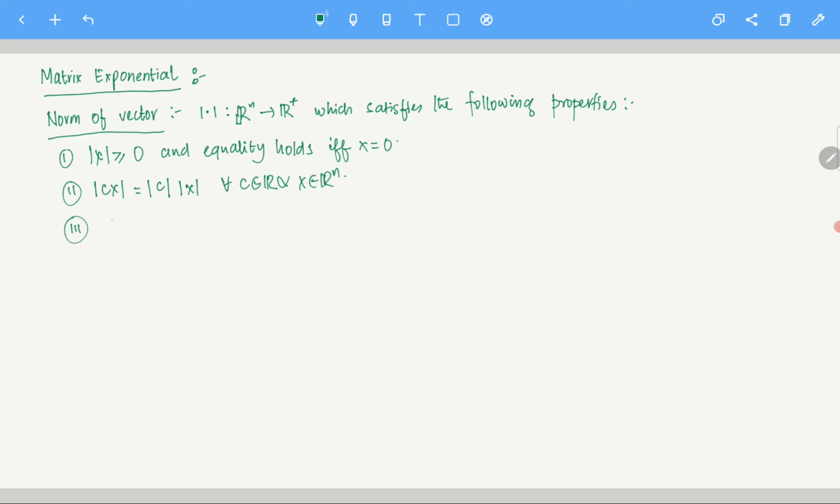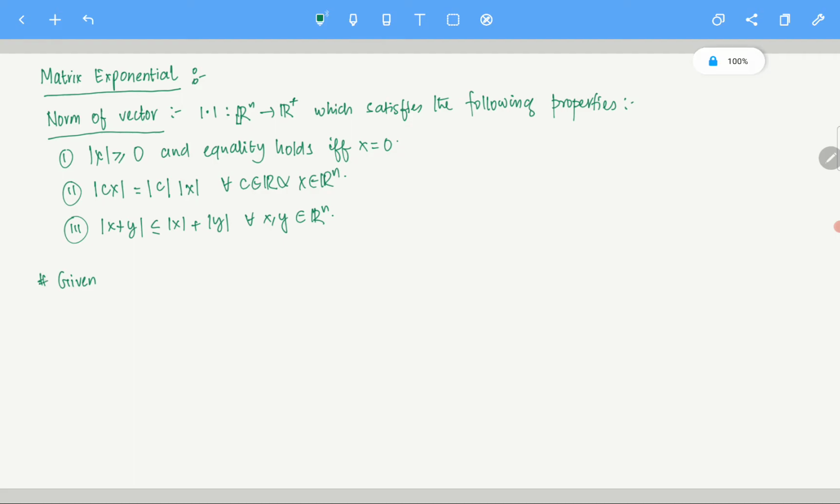Number 3. The important property is the triangle property. This says that norm of x plus y is less than or equal to norm x plus norm y. This holds for all x, y in Rn. So this is what a norm is. There are many ways of defining a norm function, and any function which satisfies these three properties is a norm function.